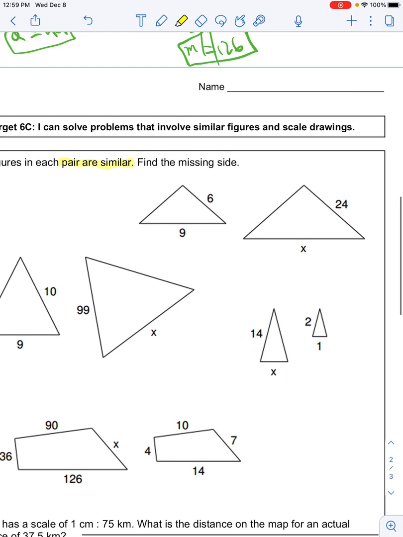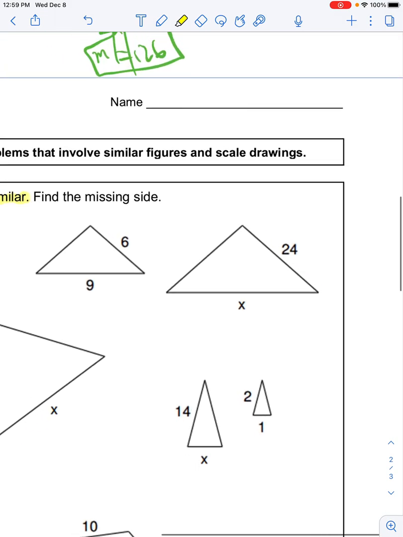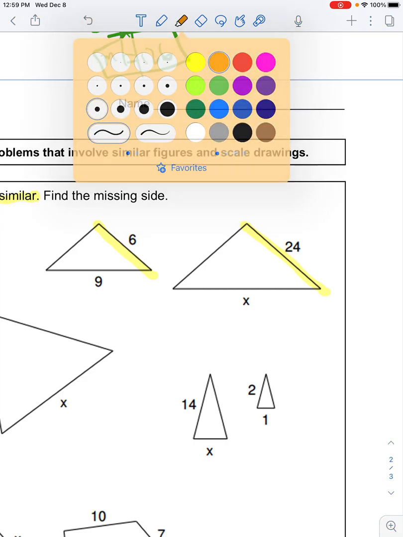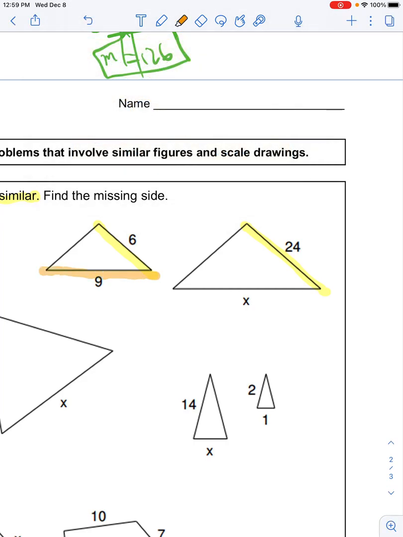All right, notice that it says these figures are similar. Find the missing side. So again, I can compare and I can say, all right, well, this side is going to be similar to this side. And this side is going to be similar to this side. So I can set my proportion up a couple ways. You can go side to side, or you can compare the two triangles, or you can compare the two sides of one triangle together.